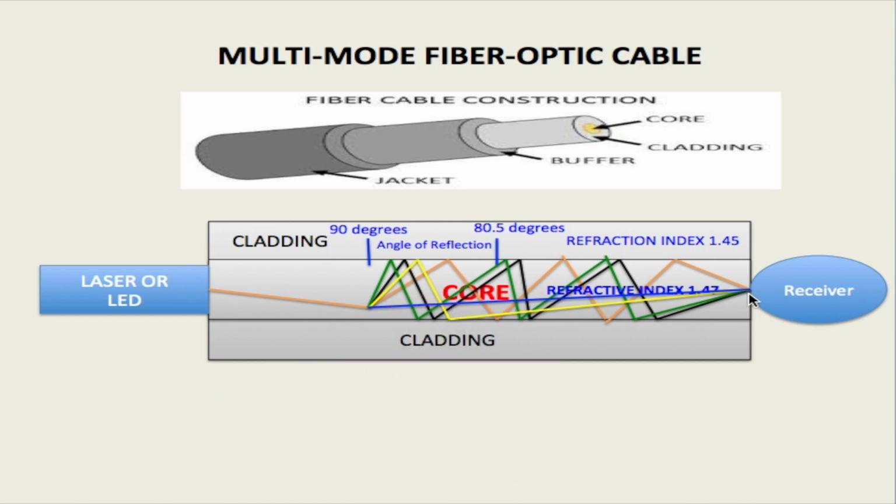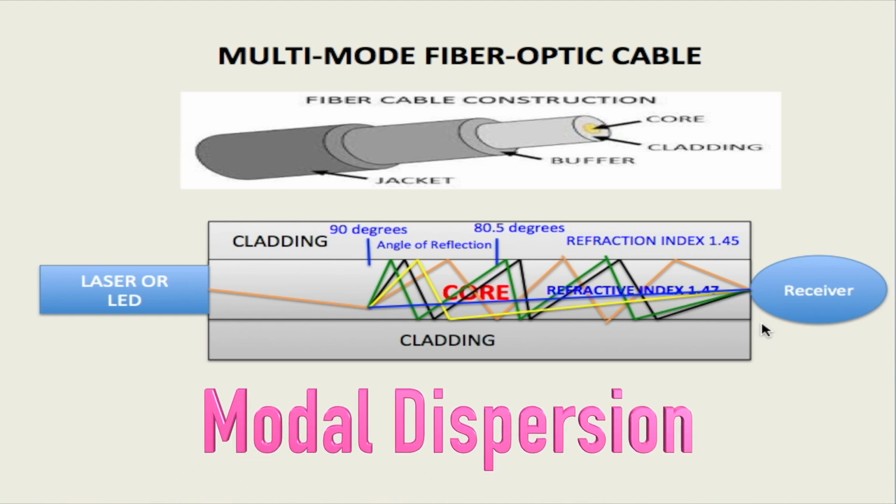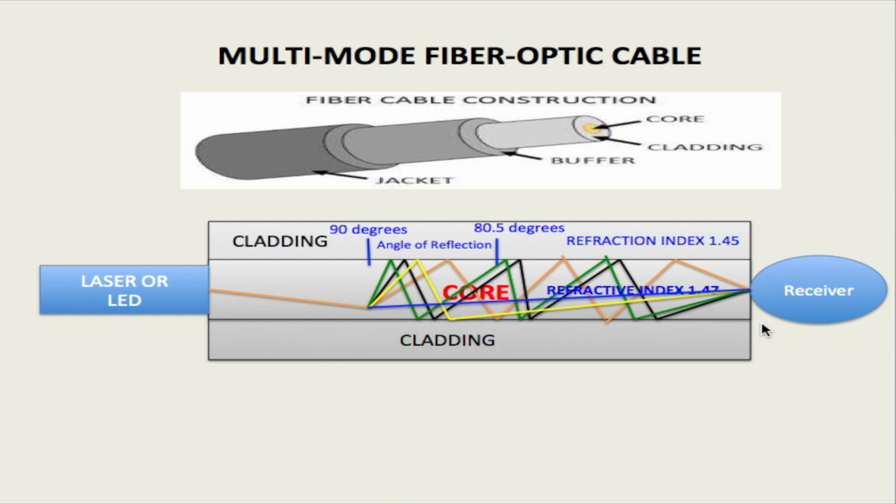So this will cause an error. And the longer the cable, the more errors you will get, or the faster the speed, the more errors you will get. That is why multimode fiber cables are generally quite short, between 300 and 500 meters on average. Now this issue is called modal dispersion. Modal dispersion is a very common problem with multimode fiber.